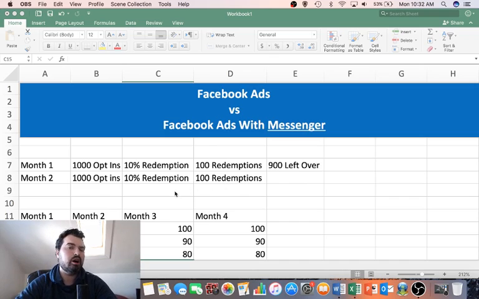However, if you have an automated process through Messenger, which is what we have, let's say for those 1,000 people that opt in, let's use the same metrics, 10% redeem, and we have 900 people left over who haven't redeemed yet.